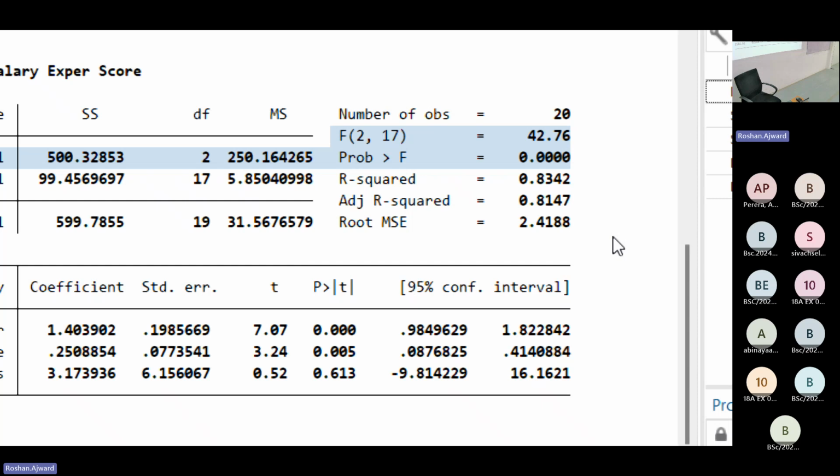Please underline the term overall. Overall. What you have to understand is the overall model is valid.